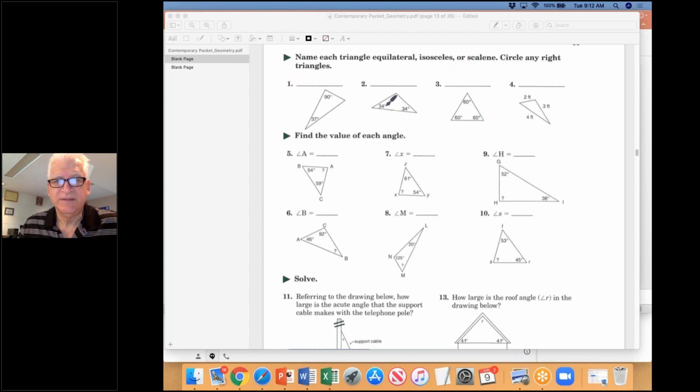Problem number two, we see that we have two angles of equal measure. And we know that when we have two angles of equal measure, we have an isosceles triangle. Now, I'm just going to put I. We don't know if this is a right angle right here or not. So the way we're going to do that is we're going to add 34 and 34, and that equals 68.